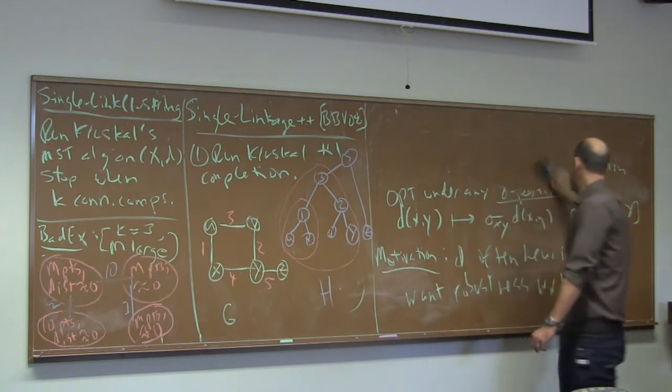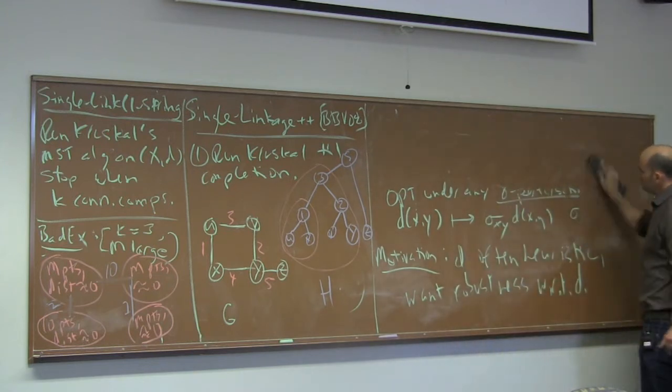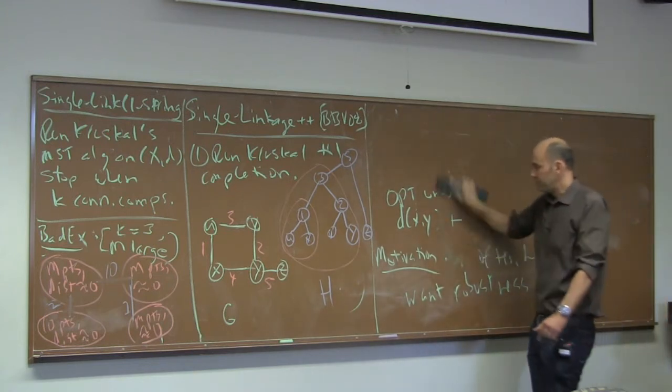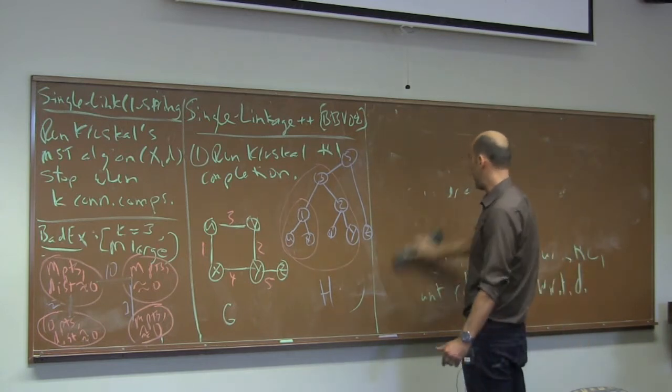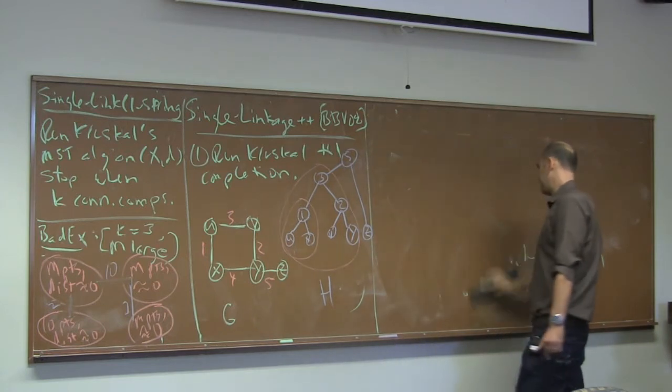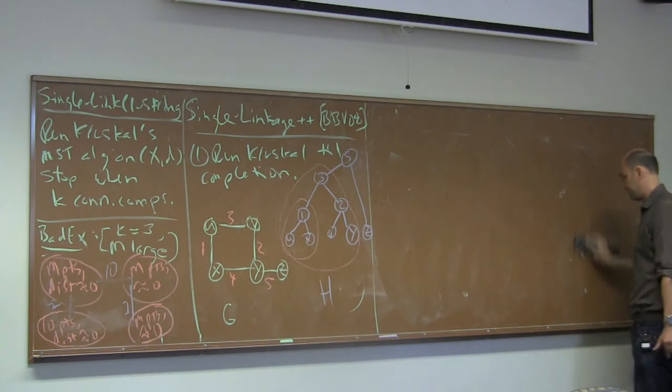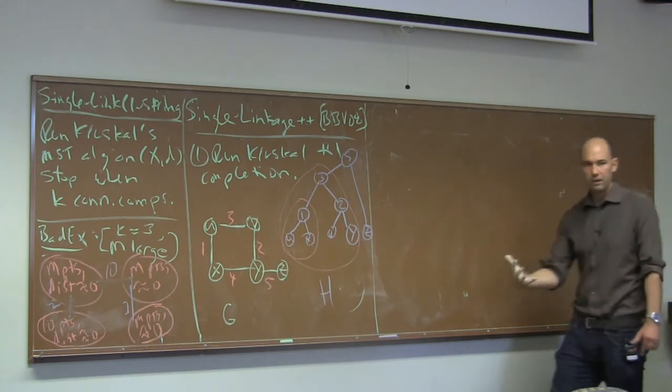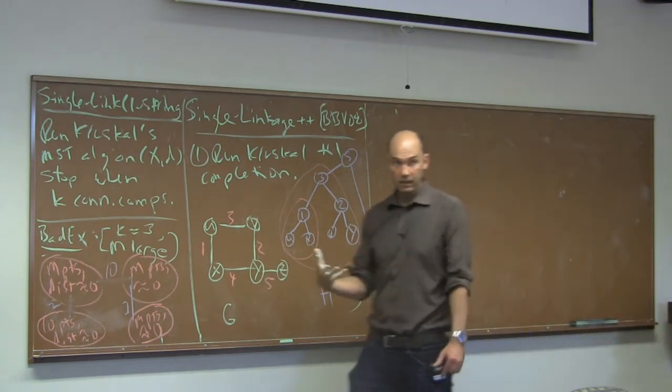So here's what we're going to do. Single link without the plus plus, again, I told you one way you could think about it was you run Kruskal to the end, and then you rewind the final k-1 iterations. Okay? And you get k clusters.